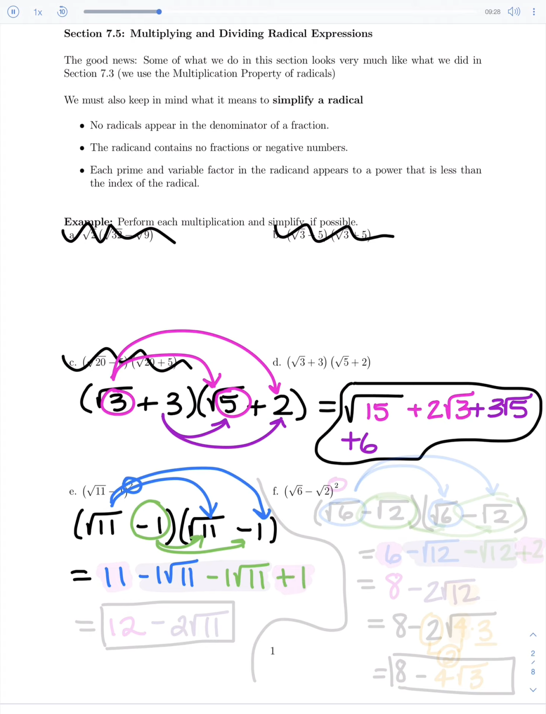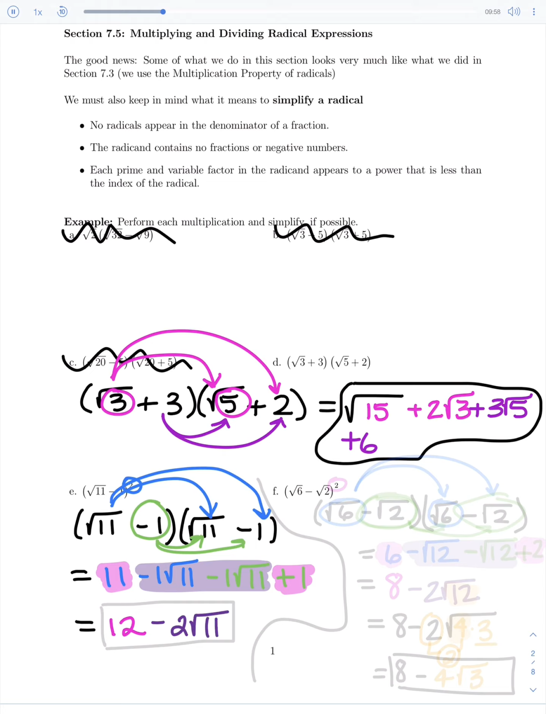Now I have to be careful that I combine my like terms here. On this one, I have an 11 and a positive 1, which if I combine those two like terms, I will get a positive 12. And I also have 2 more like terms. I have a negative 1 square roots of 11 and another negative 1 square roots of 11, which when added up will give me a negative 2 square roots of 11.